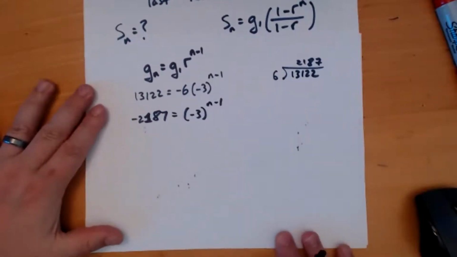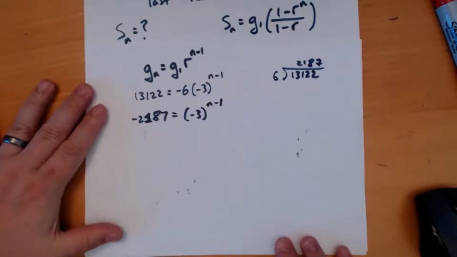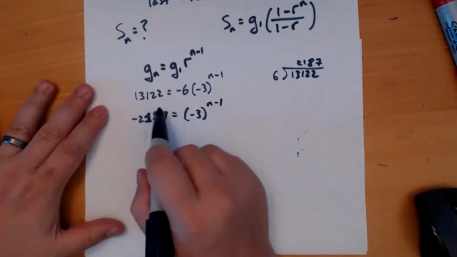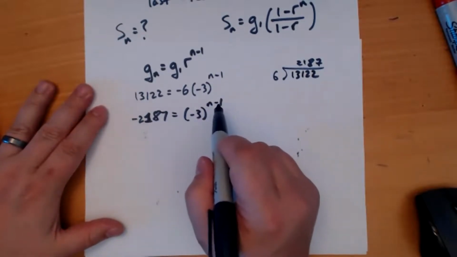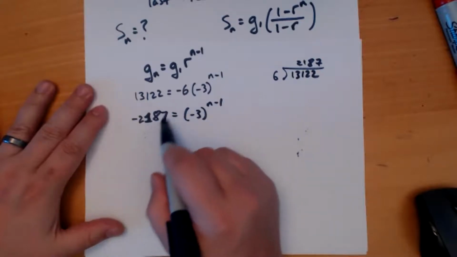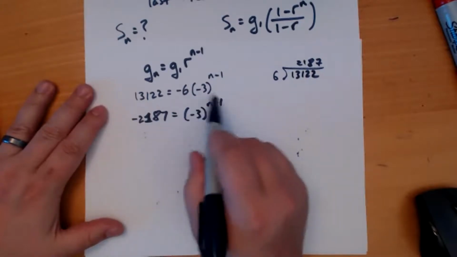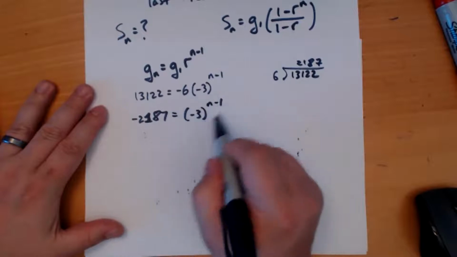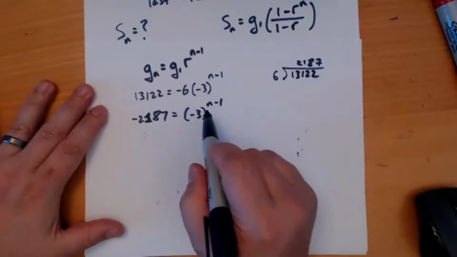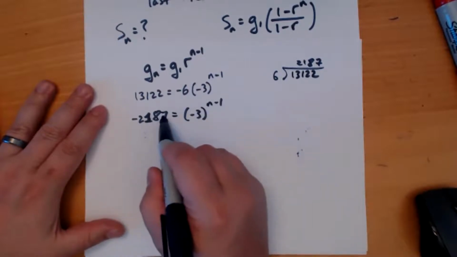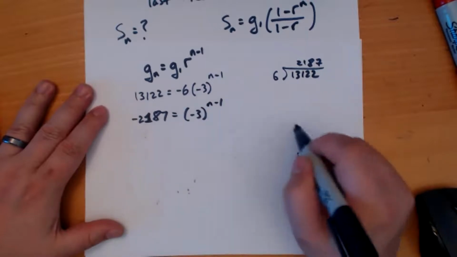Okay. And now think about it this way. Whatever the heck this is, these are just -3s times -3s times -3s over and over and over again. So let's go ahead and compute what this is.